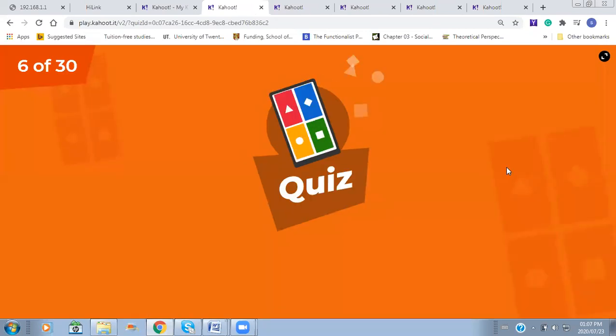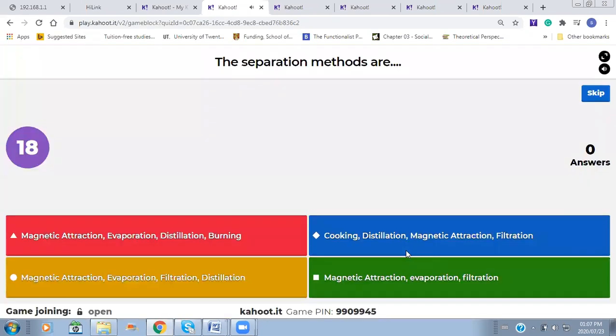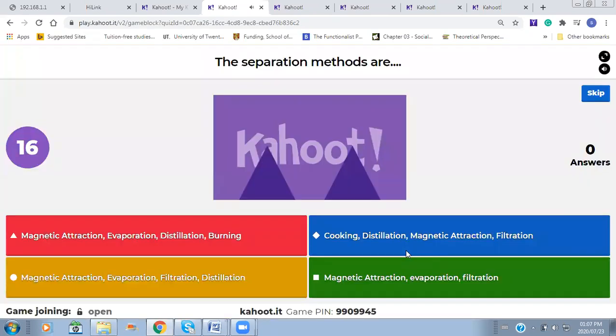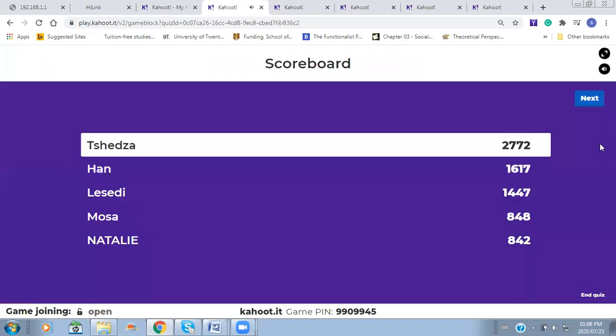Question 6. The separation methods are: magnetic attraction, evaporation, distillation; burning, cooking, distillation; magnetic attraction, filtration; magnetic attraction, evaporation, filtration; distillation; and magnetic attraction, evaporation, and filtration. There you go. That is good. 5 of you got it right. Let's go to the next question. Yes, Lesedi answered first, followed by Teresa, Han, and Mosa, and Natalie.